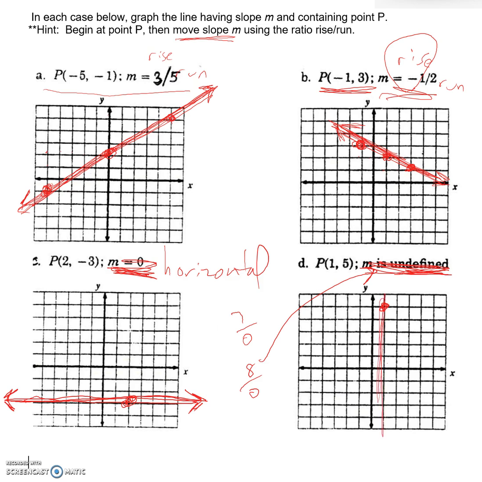So a vertical line would be completely impossible, right? You wouldn't even stick to that mountain. So a vertical line is always going to have an undefined slope. And these are your 4 different types of slopes: positive slope, negative slope, 0 slope, undefined slope.